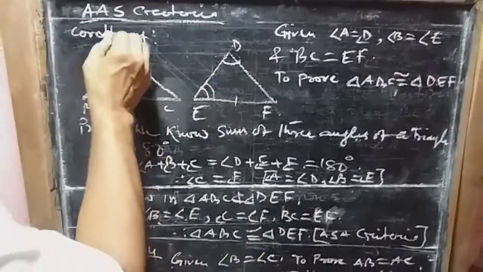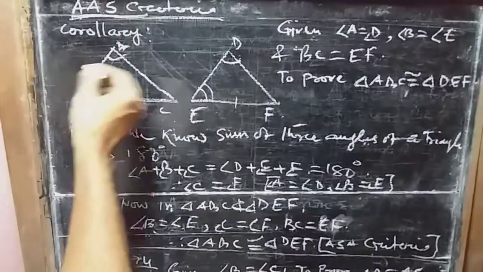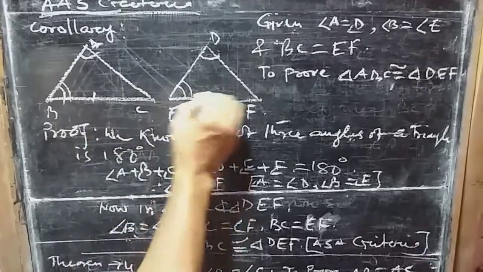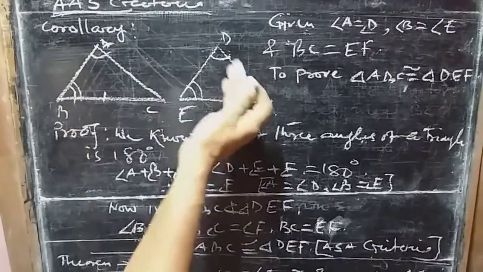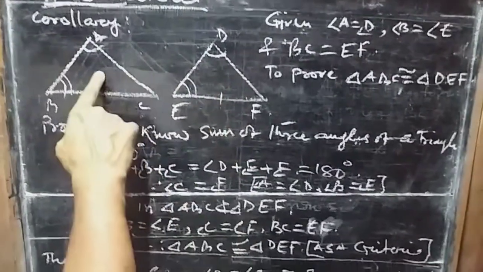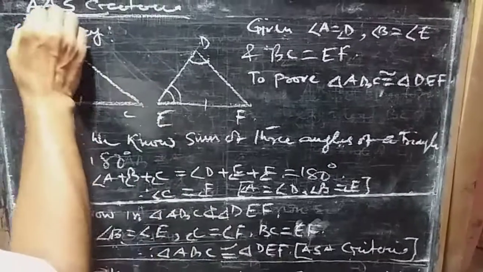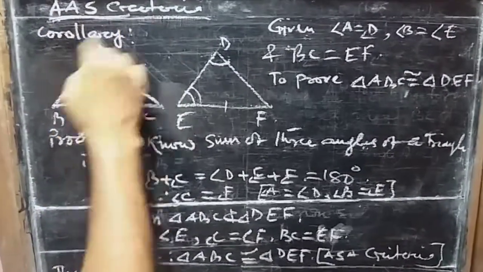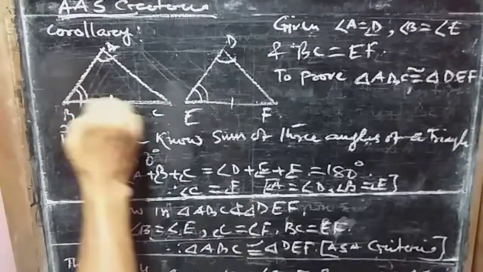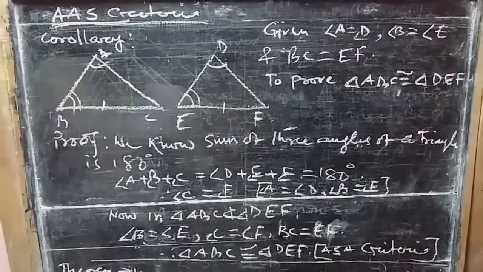This is what we had to prove. In my previous theorem, we proved that if two angles and the included side are equal to the other triangle's two angles and their included side, the triangles are congruent. Now this is the corollary of the previous theorem. It is AAS: any two angles and one side, if equal, then these triangles will be congruent to each other.